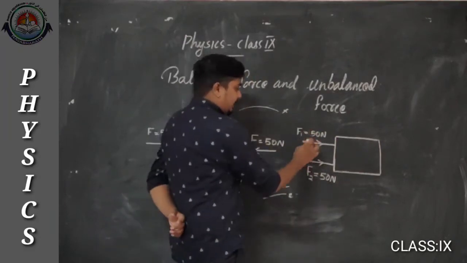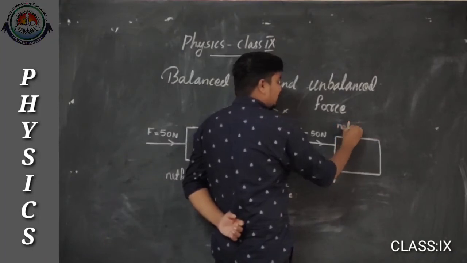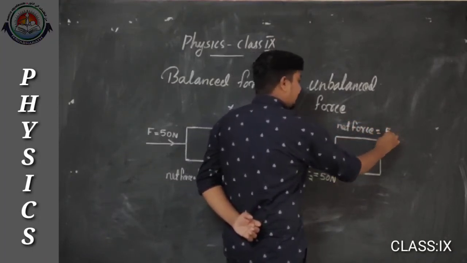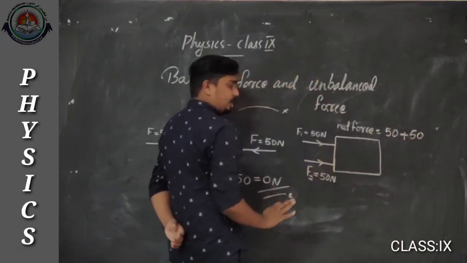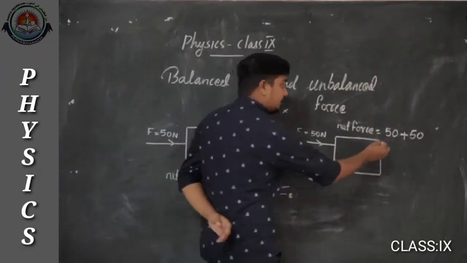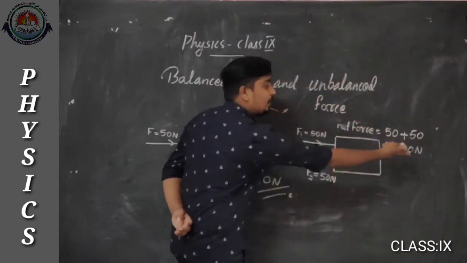Then we consider the net force. What is the net force? 50 plus 50. Here the direction is the same, therefore non-negative. The net force is 100 Newton. In that case this body will move.